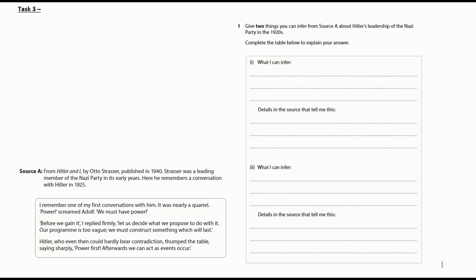Before we start having a look at this question, however, watch this little video clip which talks you through how to answer an inference question, and uses a different example in order to do that.